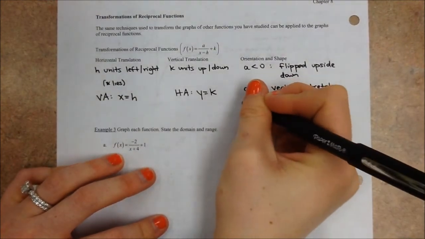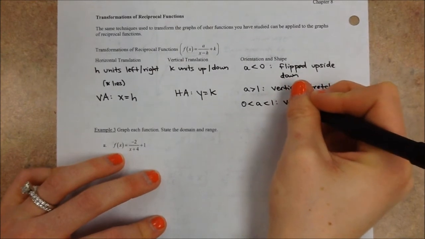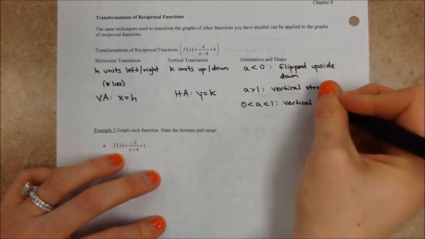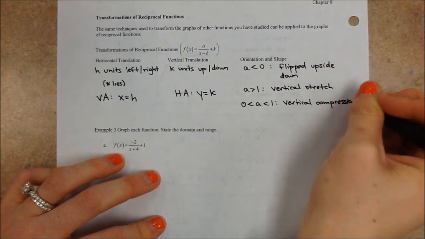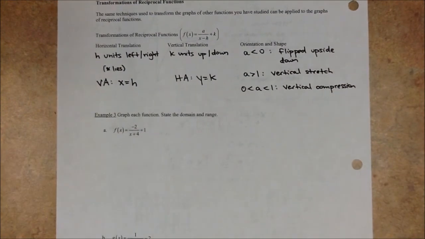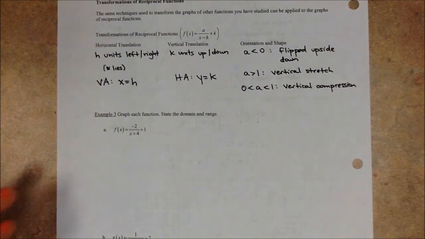And then if a is somewhere between 0 and 1, like a fraction, remember it's a vertical compression. And I'll show you exactly what the stretch and compression look like when we look at these next two examples. Okay? So this one, we're going to graph each function, state the domain and range. So let's actually start with the domain and range because I think that'll help us graph.